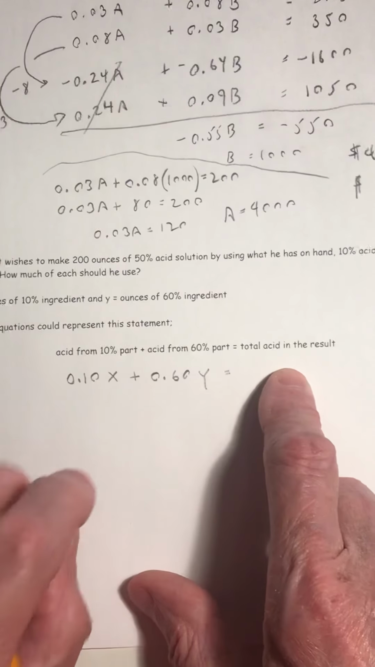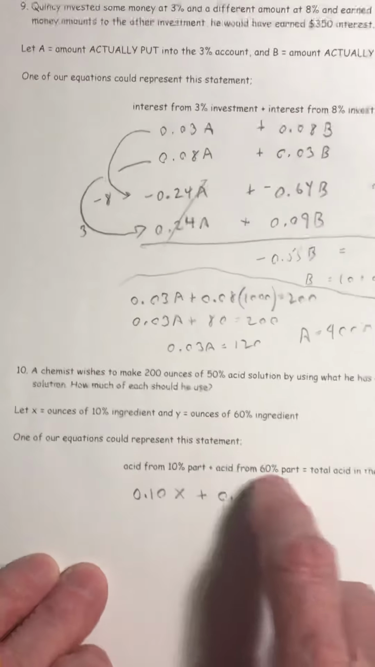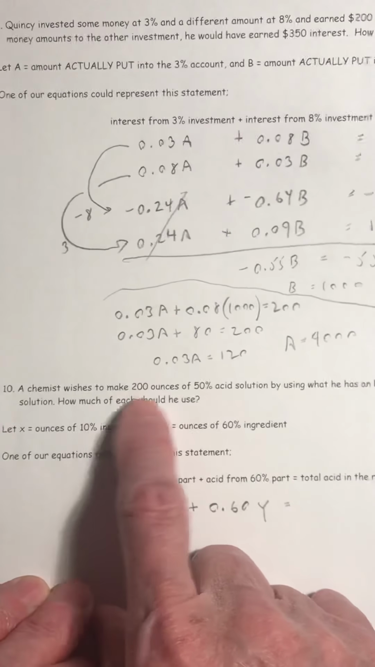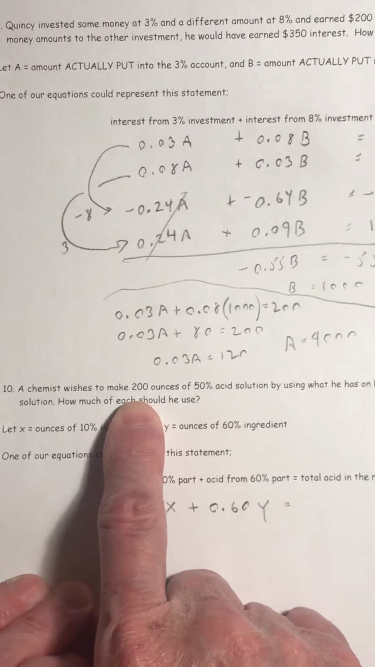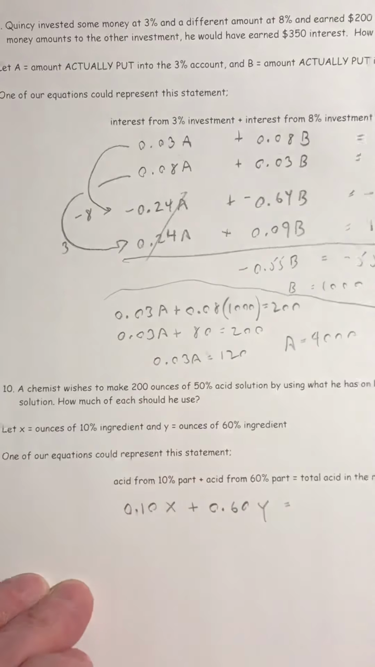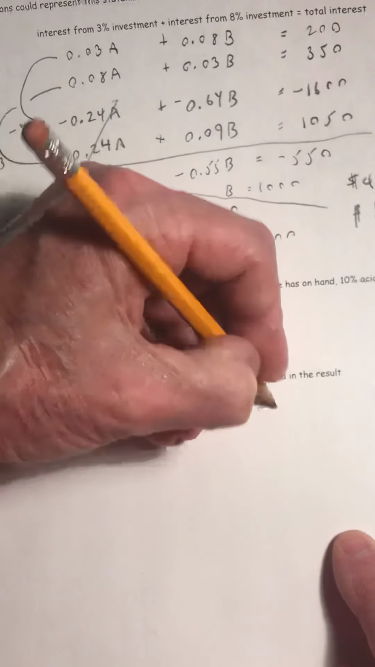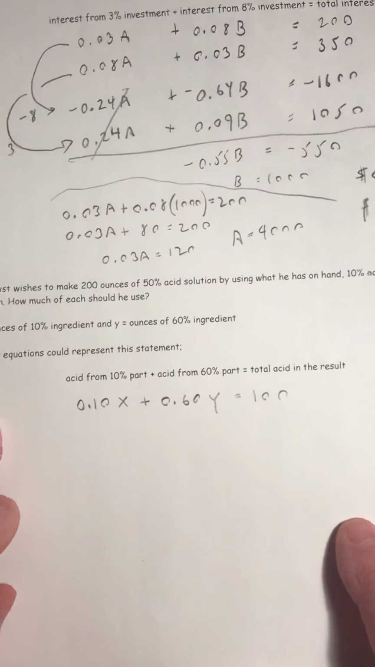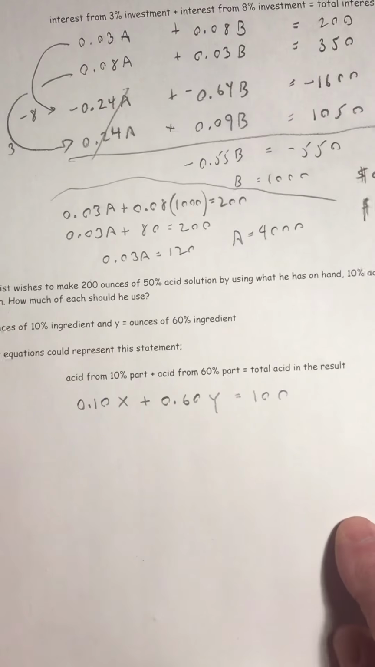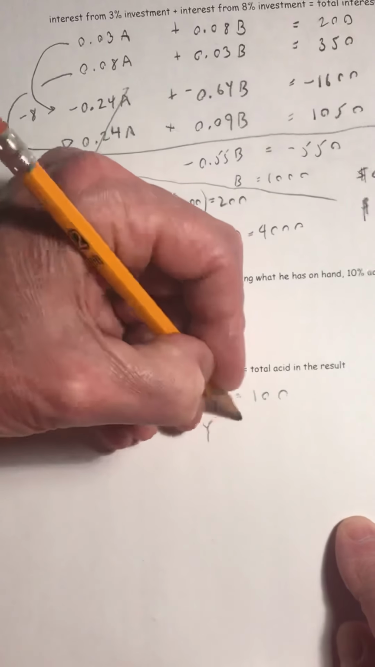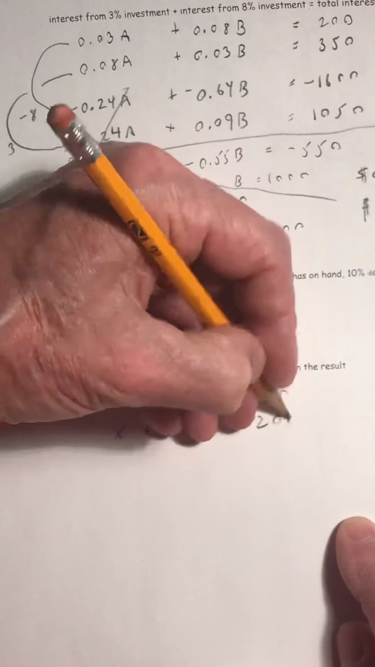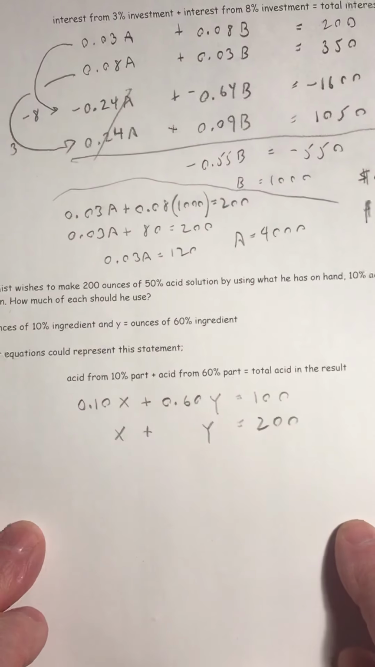Now, what's the total acid in the result supposed to be? It's supposed to be 50% acid, 50% of 200 ounces total, so that would be 100 ounces. So there's one equation. And then, of course, the other equation's super easy to get. X plus Y is 200, making 200 ounces altogether.